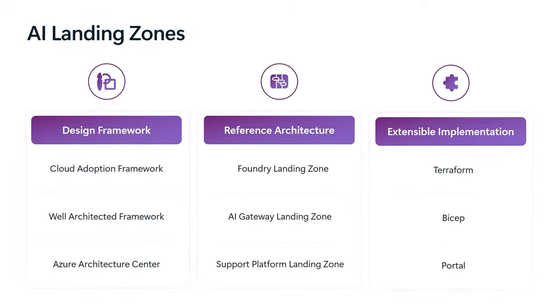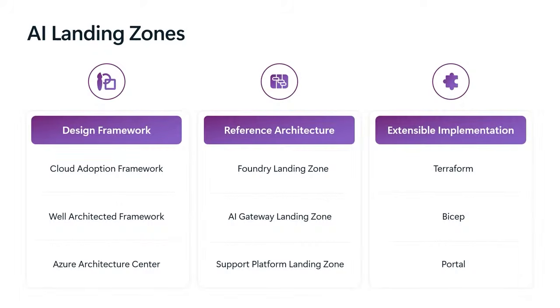As I was mentioning, the key components of AI Landing Zone are the design framework, which are based on the Cloud Adoption Framework, the well-architected framework, our guidance from Azure Architecture Center as well, and our product guidance. We have reference architectures for a Foundry landing zone and an AI Gateway landing zone. And the AI landing zone basically supports and works in conjunction with the platform landing zones that you set up using Azure landing zones. Also, last but not the least, if you don't have implementations available for it, you won't be able to actually implement this in your environment.